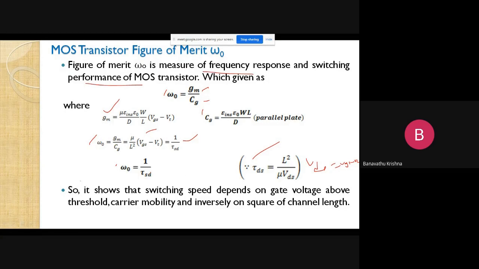So it shows the switching speed depends on the gate voltage above threshold, on the carrier mobility, and inversely on the square of the channel length. This is nothing but the figure of merit, right?